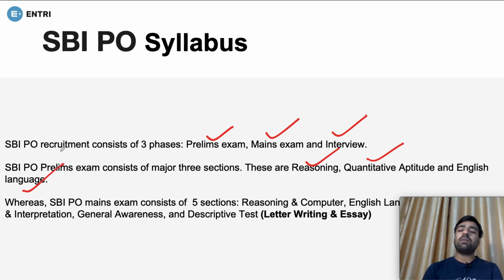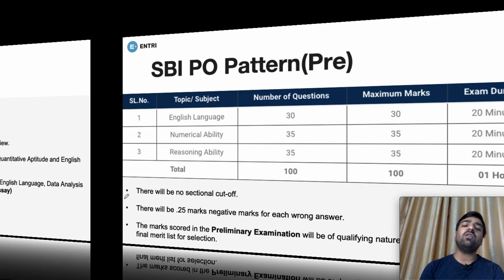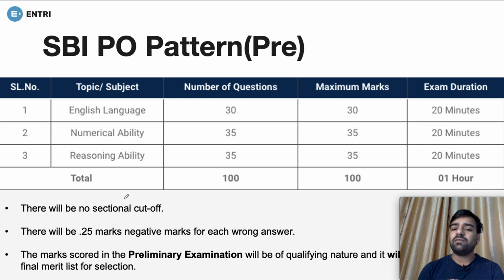Whereas the mains part consists of 5 sections, and those 5 sections are reasoning and computer, then the English language, then the maths part, or we can say data analysis and interpretation, then general awareness, and finally the descriptive test, which is letter writing and essay. Fine. Now we'll talk individually about that. First of all, we'll start with our prelims part.